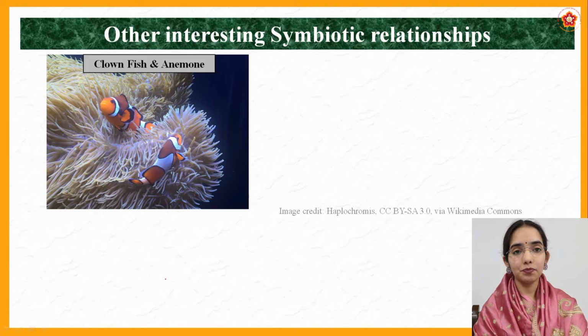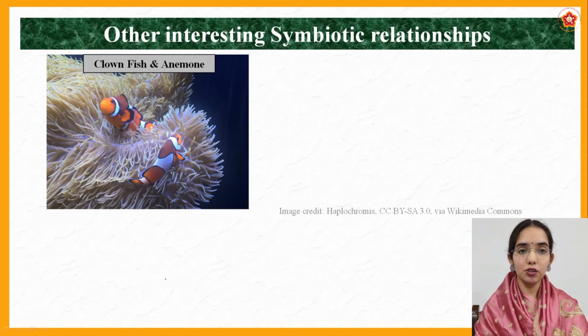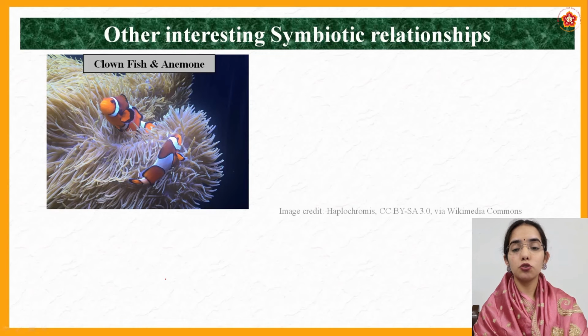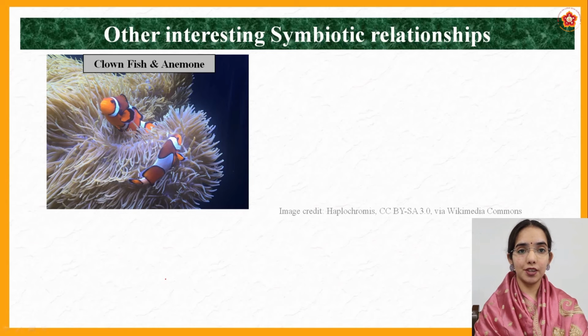And in return, what does the clownfish do? Whenever clownfish excretes its waste material, that is the source of nutrition for anemone. And even some other aquatic creatures or fishes that eat anemone, clownfish scares them off. So both of them are protecting each other, and clownfish is also providing anemone with nutrition through its excretory products.